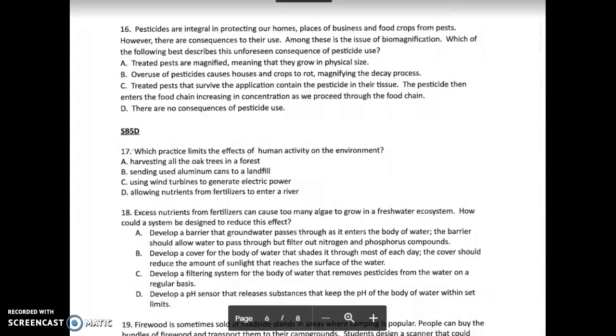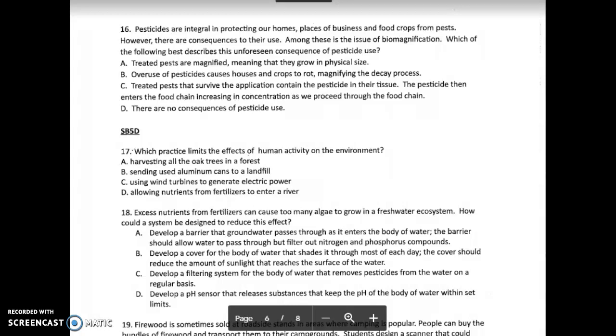Number 18. Excess nutrients from fertilizers can cause too much algae to grow in a freshwater ecosystem. How can a system be designed to reduce this effect? A, develop a barrier that groundwater passes through as it enters the body of water. The barrier should allow water to pass through but filter out nitrogen and phosphorus compounds.